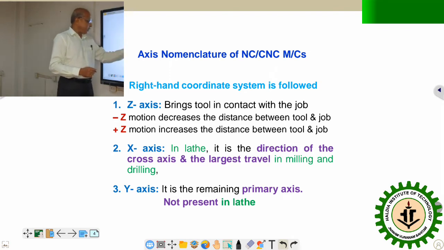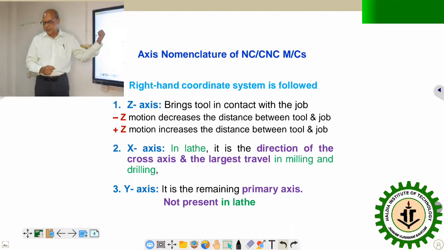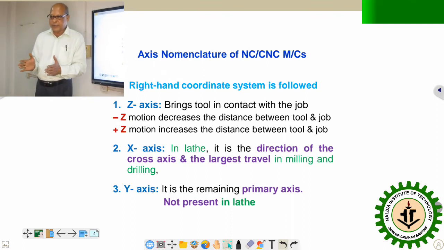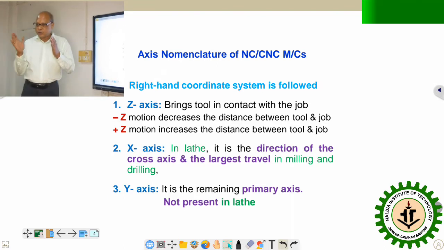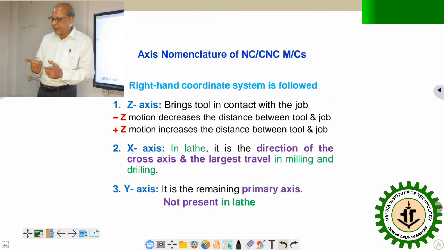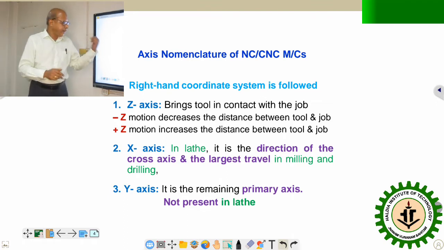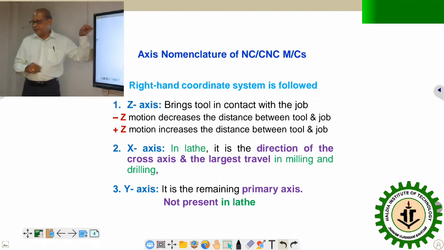The most important coordinate in the case of NC and CNC machines is the z-axis. That is why we start with the z-axis first. Whether it is a lathe category machine or a milling category machine, the most important axis is the z-axis. Which one will be the z-axis? Whether it is horizontal or vertical is not important. The z-axis will always be identified along the spindle.